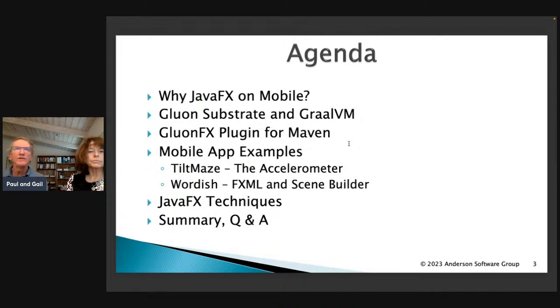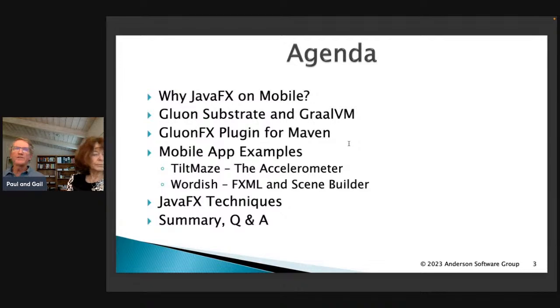We also have 2 different mobile apps that we're going to demo for you today. The first one is called Tilt Maze, and it is in the app stores. It uses the device's accelerometer, and it's a really nice demo for showing you how to access a hardware sensor in a device-agnostic way. The other demo that we have is called Wordish, and this is based on the popular Wordle game that is in the New York Times, and probably a lot of you are playing the game. So we have it running on the mobile devices.